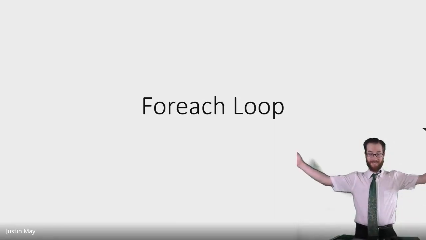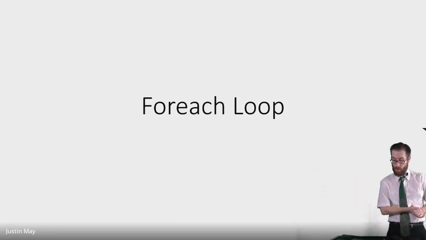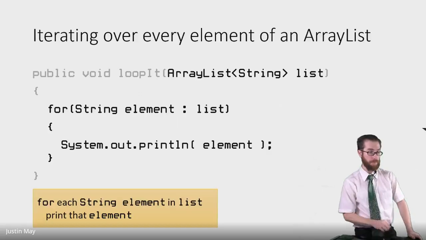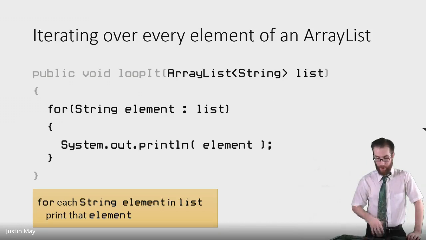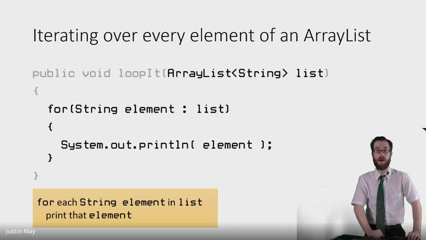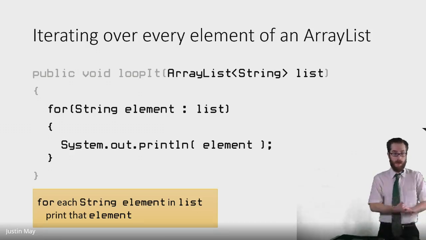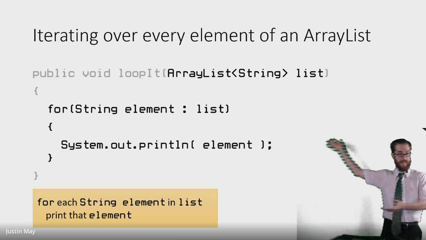Computer science. We're going to talk about the for-each loop today. The for-each loop is another way you can iterate over things. In this case, we're going to use a for-each loop to iterate over each element of an array list. There's the syntax right here.